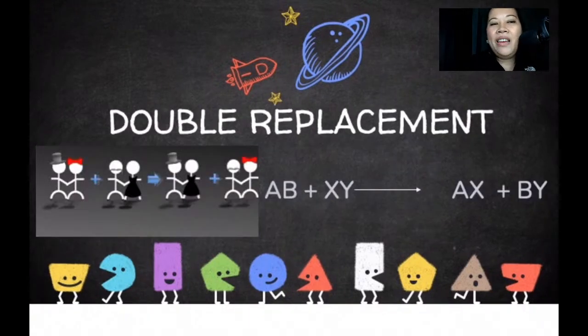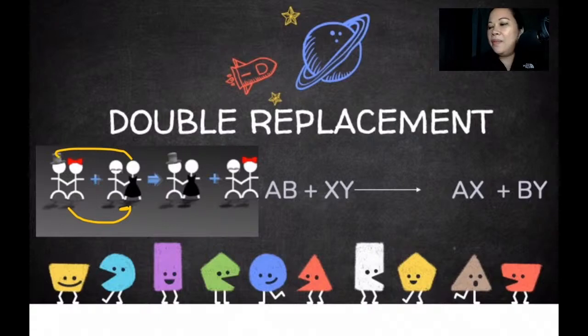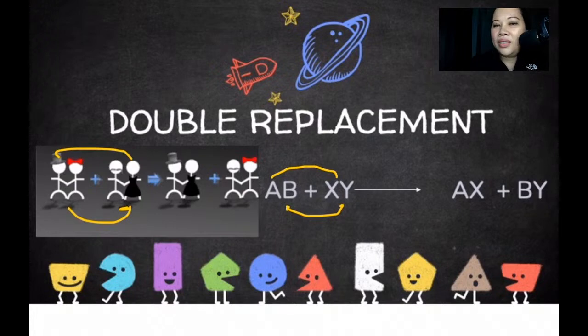Alright, and then of course you have your double replacement. For double replacement, from the word exchange partners, you will have an exchange of partners here. So you will have AB exchanging with your X and your B as well. So there is an exchange of your partner.